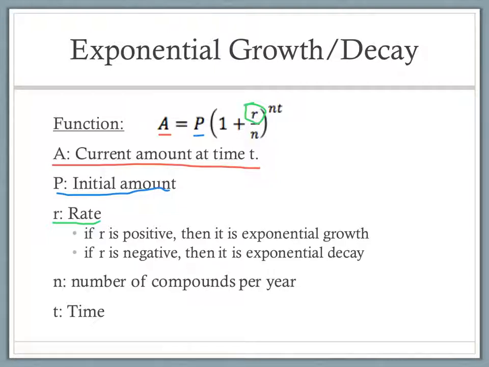N is going to be the number of times. So there's our N. And then our T is the time that it takes us. So there's our T right there. Go ahead and jot these down.